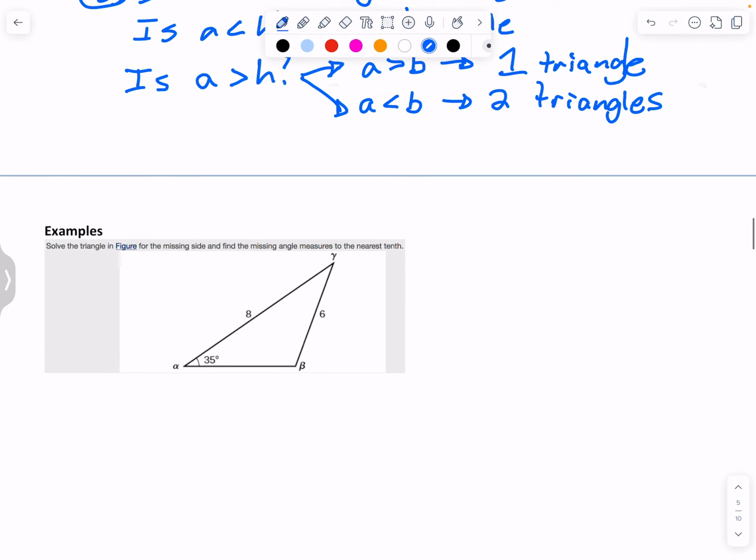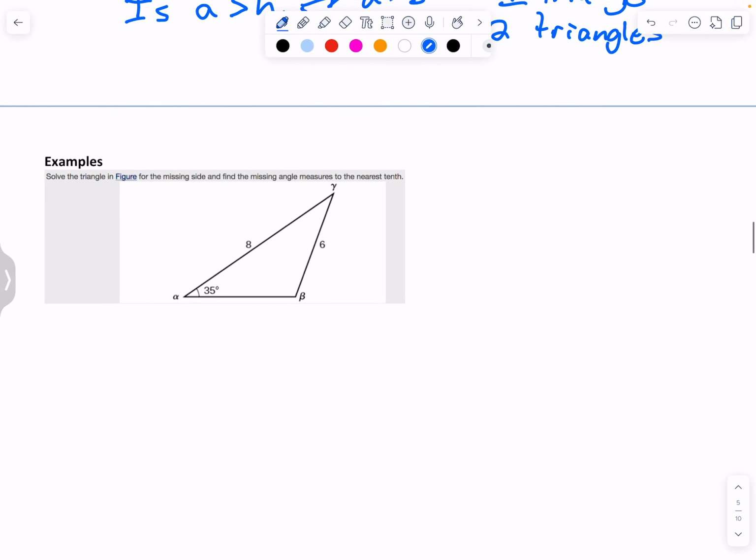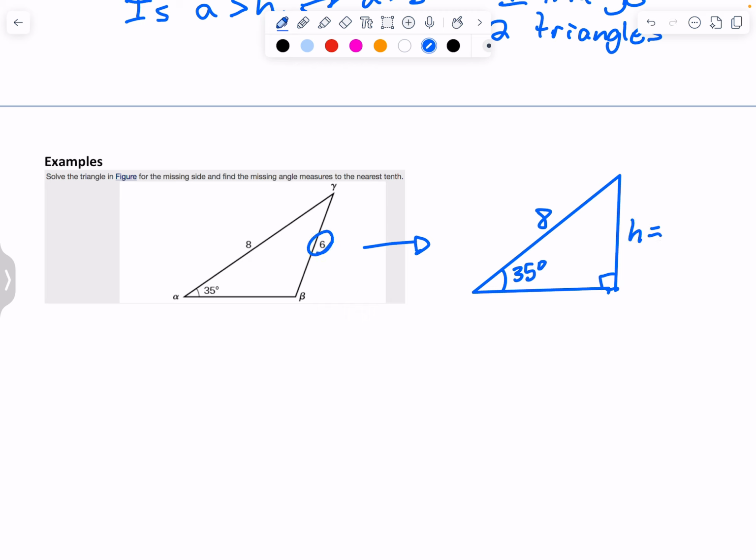All right, so here's an example. Let's figure out how many triangles we have first. To do that, I'm going to go over here and do the right triangle case. The right triangle case would be that same setup, except we're going to find the right triangle. There's my right triangle. This is 35 degrees, this is 8, and this is 6. We're given 6. I want to find H, which is the right triangle case.